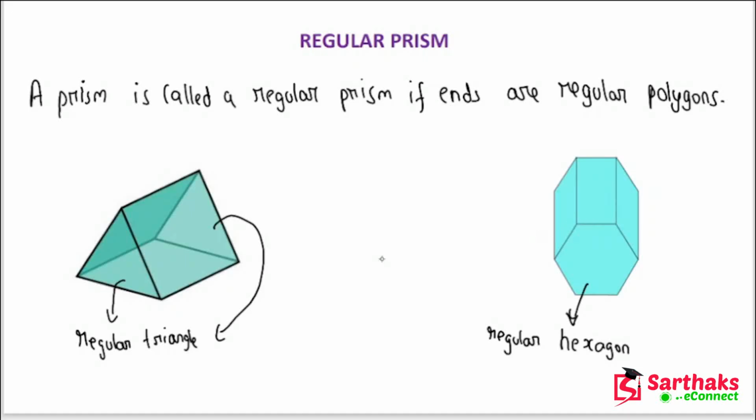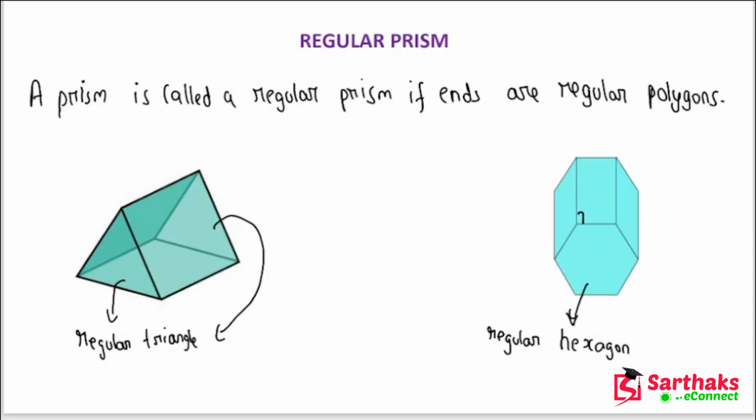And I would also recall something for you: see, all the lateral faces are rectangles. Here there would be 6 lateral faces like this, and they are all rectangles if you see. Okay, so this was all about a regular prism.